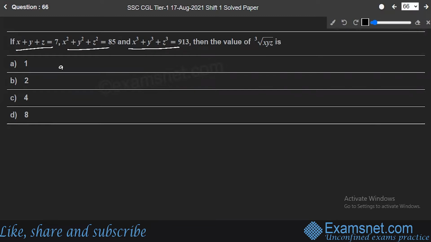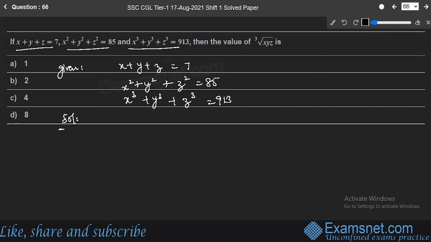Let's write down. Given x plus y plus z is equal to 7. x square plus y square plus z square is 85. x cube plus y cube plus z cube is 930. Let's go with the solution part.